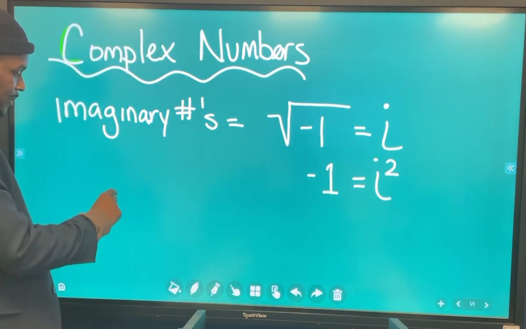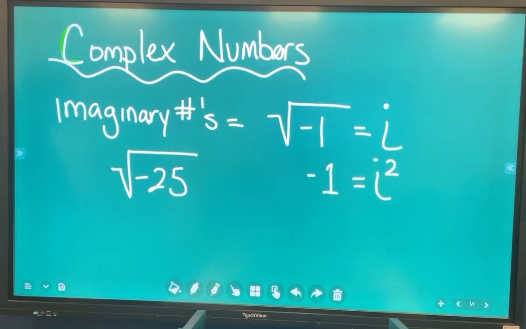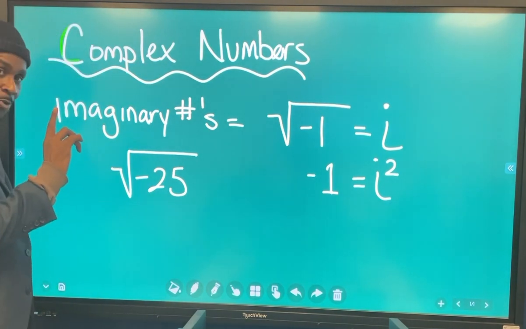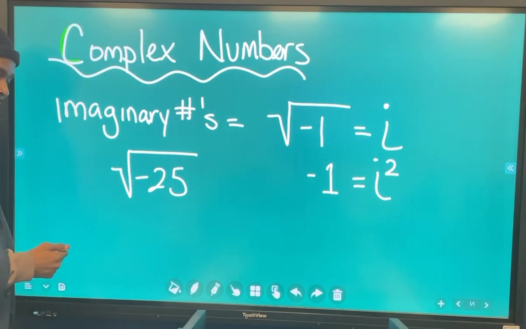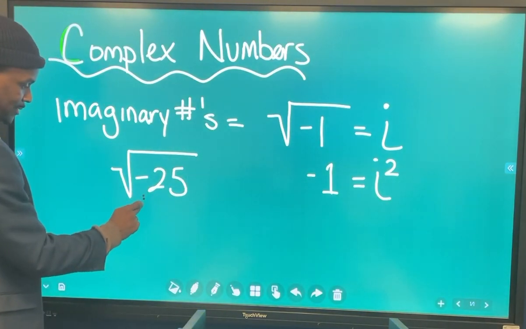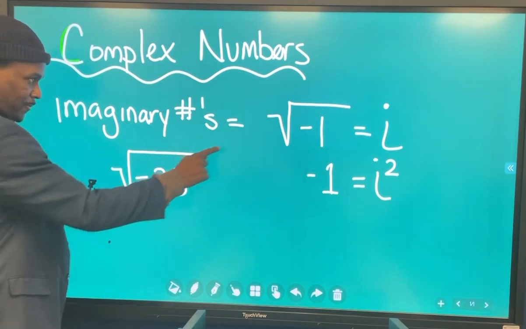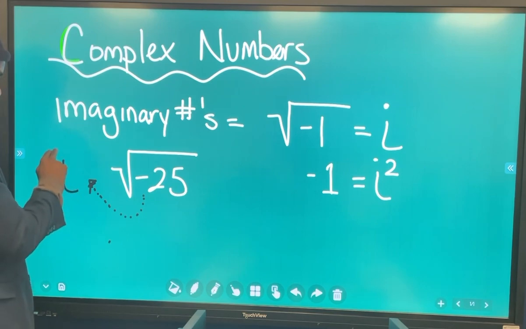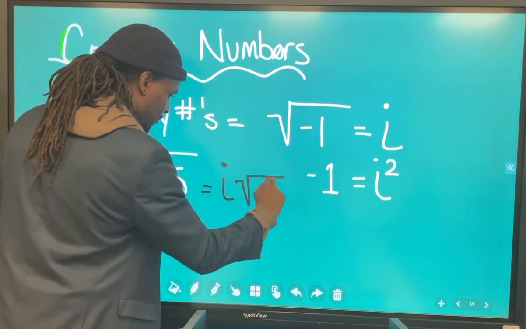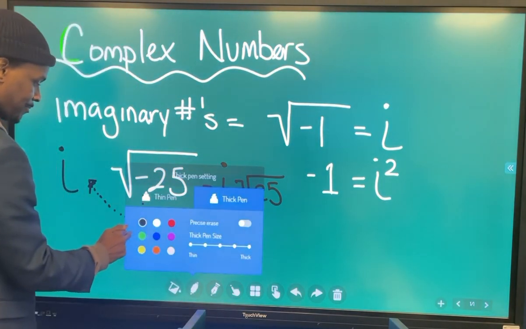So let's say, for instance, we have the negative square root of 25. What you end up doing first, what do you notice that's underneath there? The negative. So what you have to do first is take that negative out. Remember, what's the value of the square root of -1? i. So you'll have an i on the outside. At this point, it looks like i times the square root of 25.